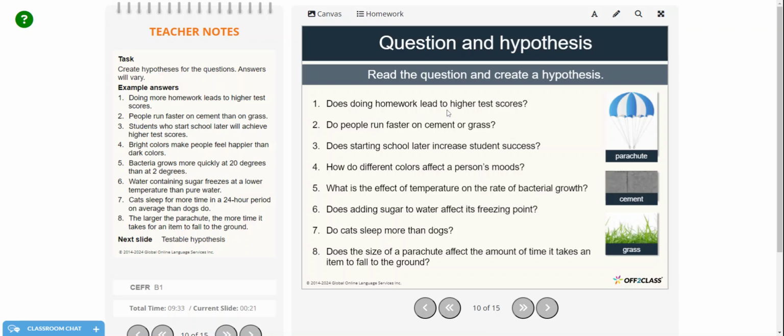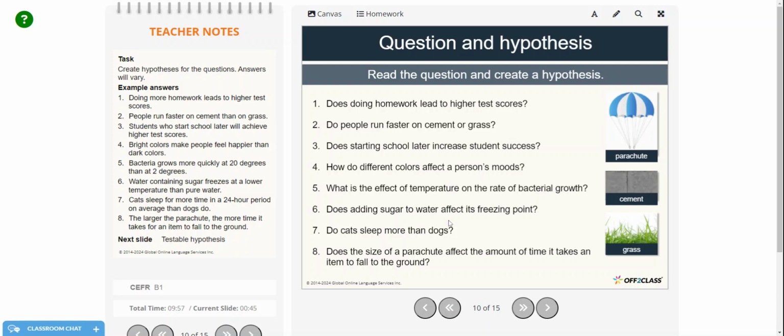So, doing more homework leads to higher test scores. People run faster on cement than on grass. Students who start school later will achieve higher test scores. Bright colors make people feel happier than dark colors. Bacteria grows more quickly at 20 degrees than at 2 degrees.